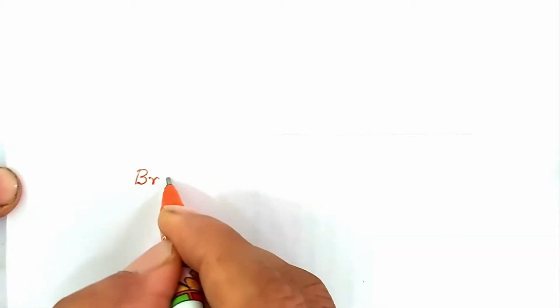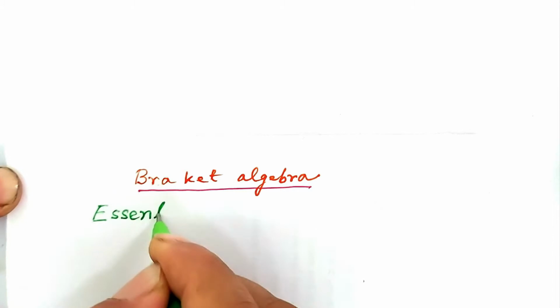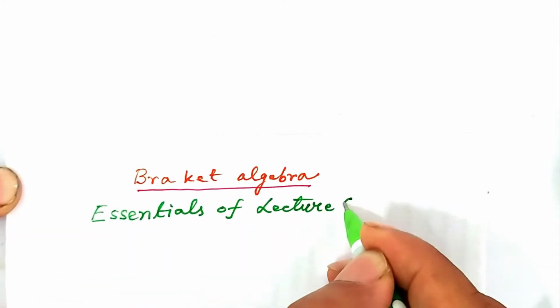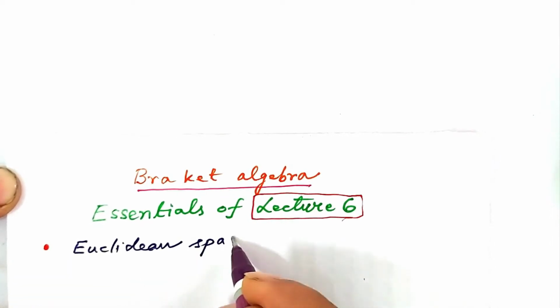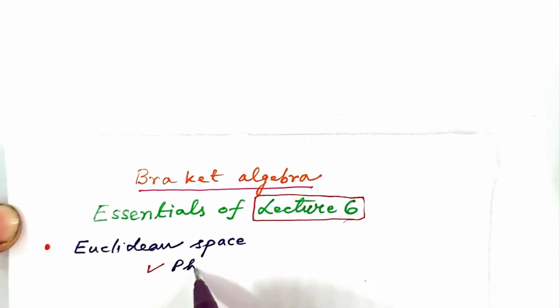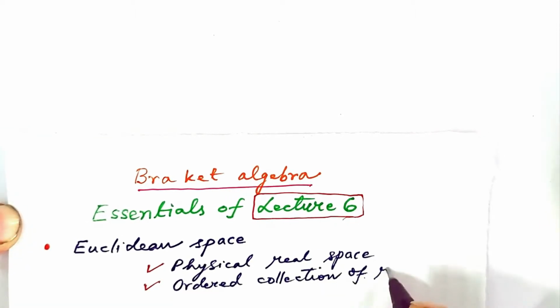Let us start the 7th lecture of the series Bracket Algebra. The essential features of the previous lecture 6 were as follows. We discussed Euclidean space and emphasized that it is a physical or real space. In this space, we deal with ordered collection of real numbers.